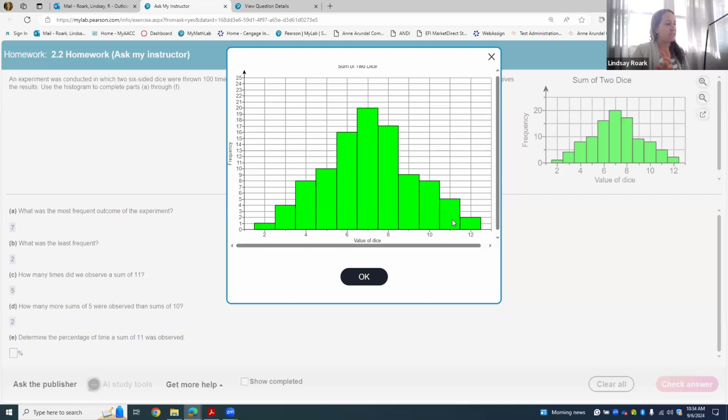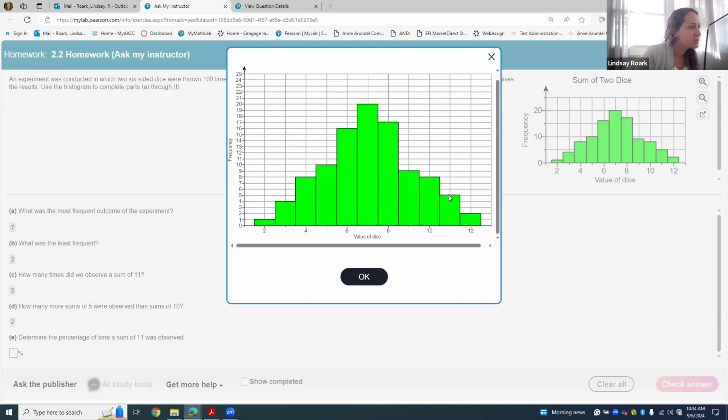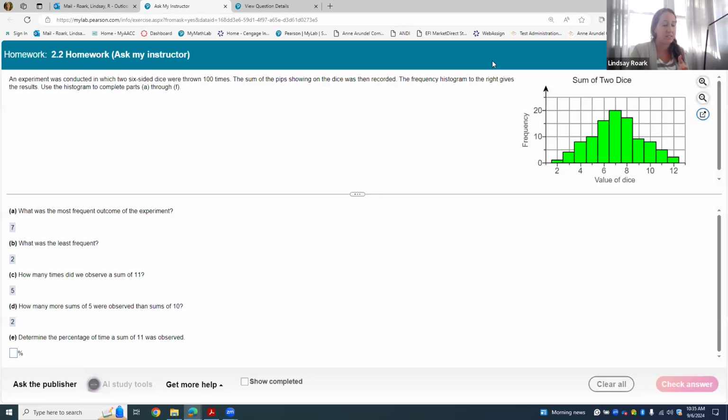For 11, if they just want to know how many times, it would be 5. I think we figured that one out before. Yes. Okay, so it's 5. The thing is that's the frequency, not the relative frequency or the percent. So we would need to find the relative frequency. The way we do that is we take the frequency for 11, which is 5, and divide it by the total number of trials.